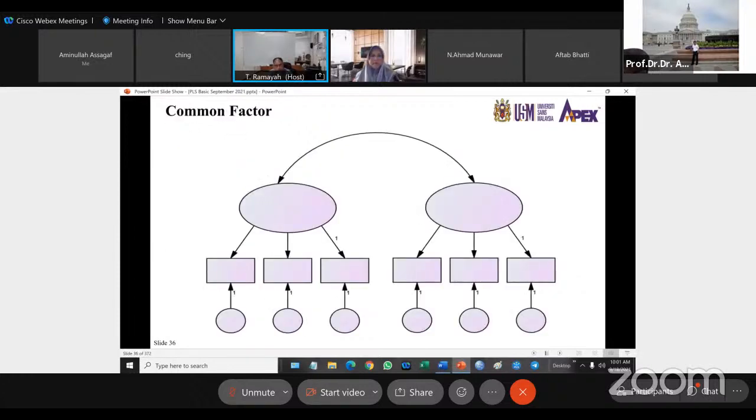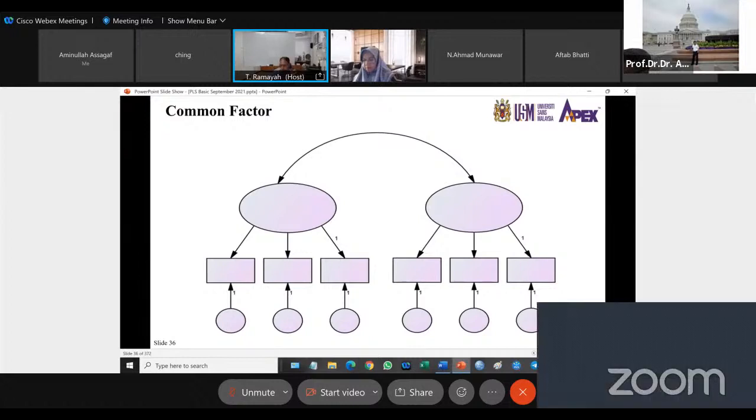Okay, why is the analysis in partial least square SEM and AMOS different? Here is the reason. When we do factor analysis, we have two types of factor analysis. One is called common factor. The other one is called the composite factor. Okay, composite factor. What is the difference?